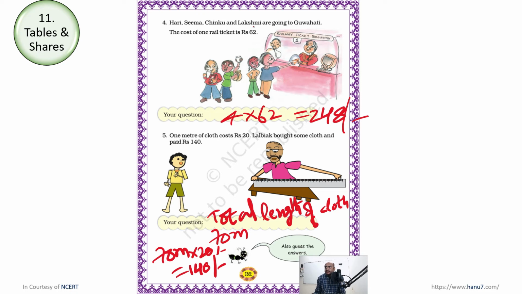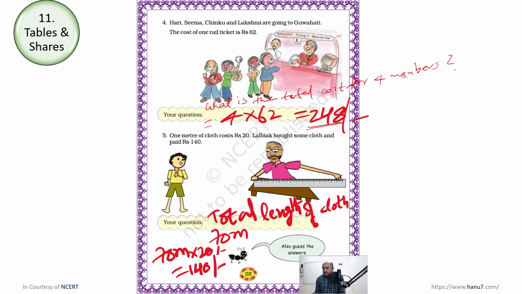Hari, Seema, Chinku and Lakshmi are going to Guwahati. The cost of one rail ticket is 62 rupees. It only asks what the total cost is. So what is the total cost for 4 members? That is equal to 4 into 62 rupees, which is nothing but 248.